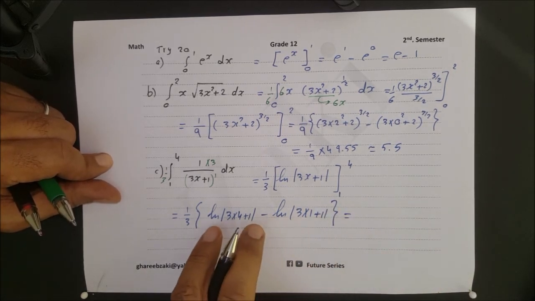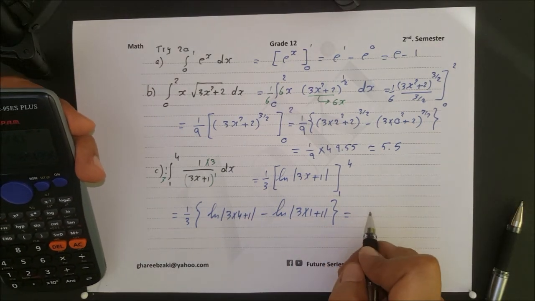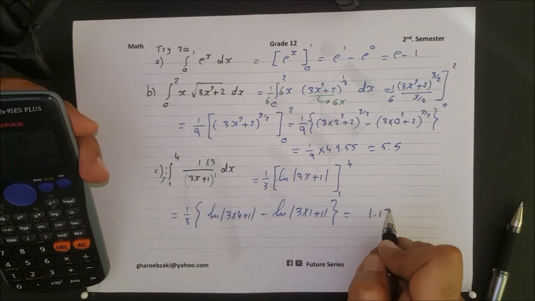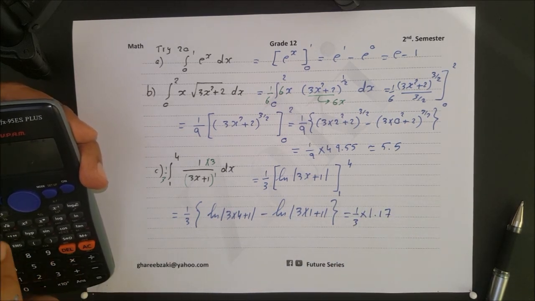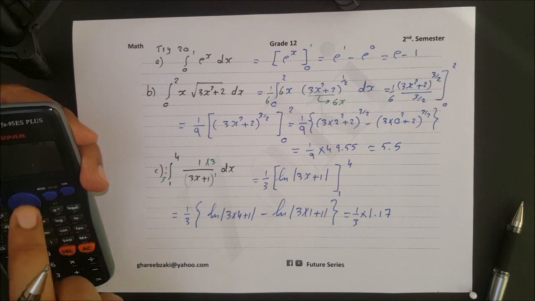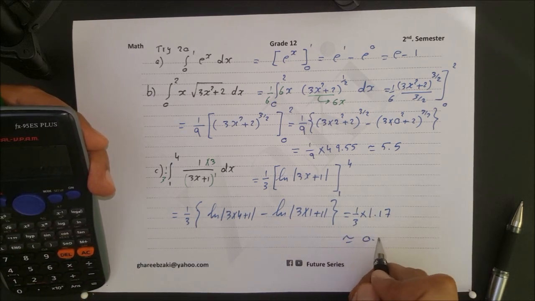Then we use the calculator to calculate this one. By using the calculator, inside the bracket it's 1.17, outside it's multiplied by a third. So multiply by 1 over 3. So the final answer is approximately 0.39.